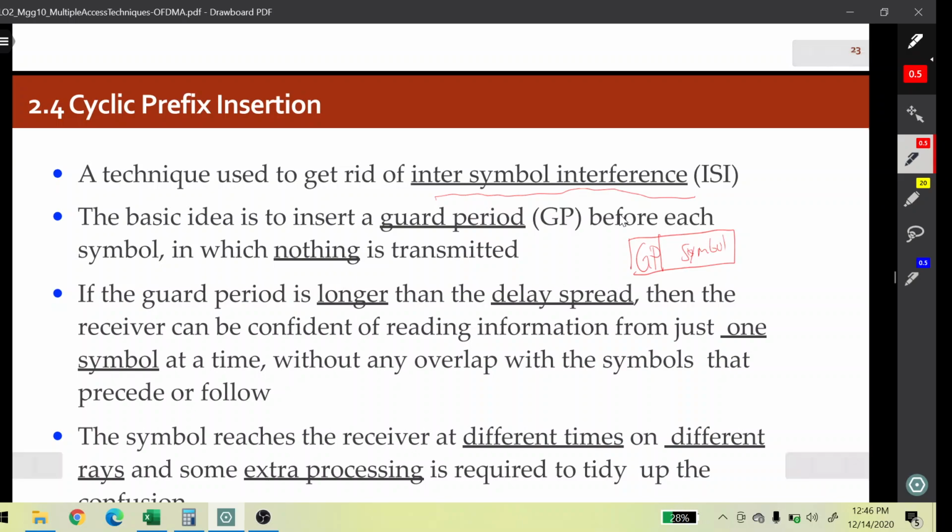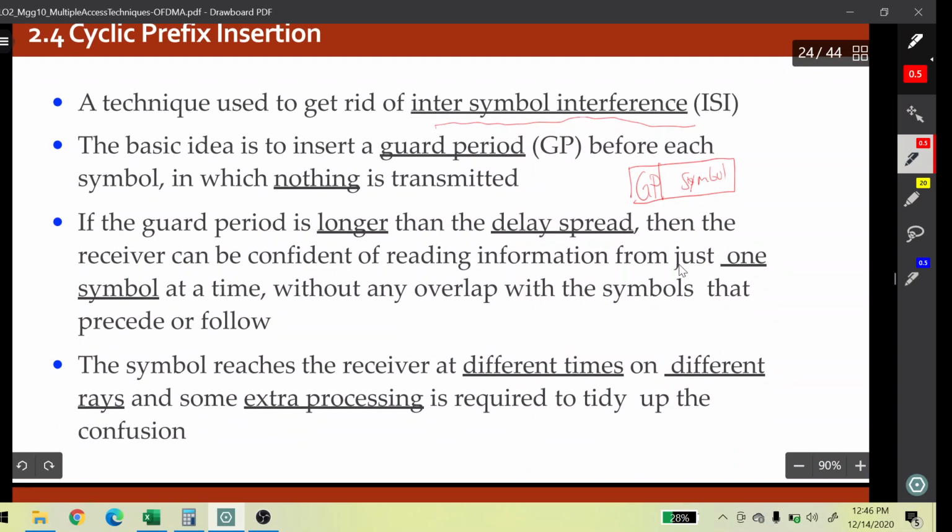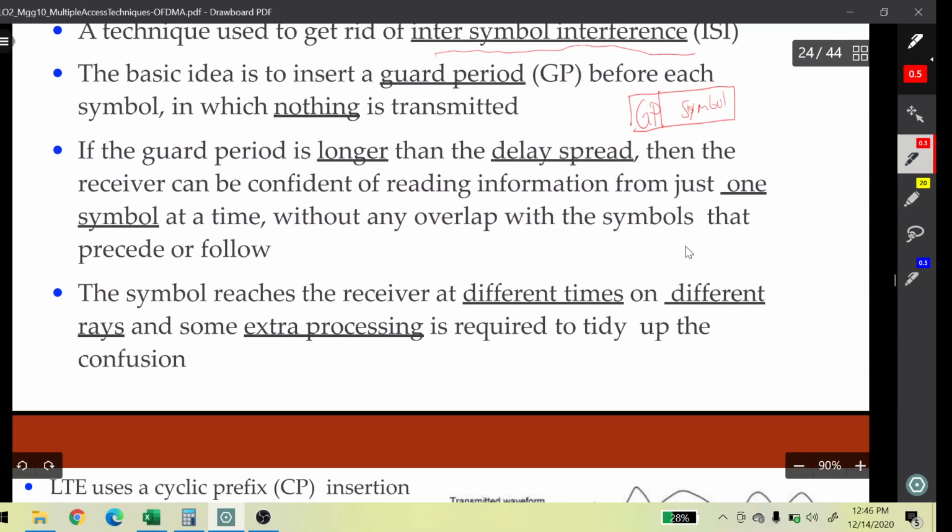Now, the GP has a function like a guard band. We could avoid inter-symbol interference by introducing this guard period. The guard period has a function to shield the symbol from the delay spread. Then the receiver can be confident of reading information from just one symbol at a time without any overlapping with the symbol that precedes or follows.